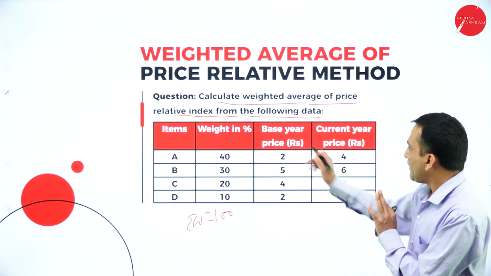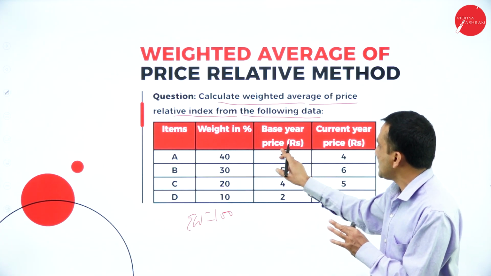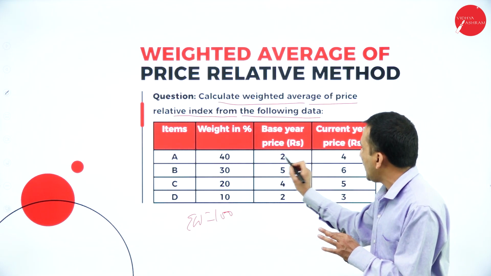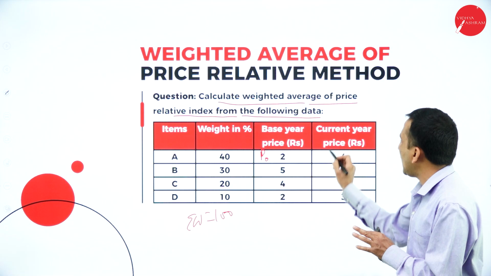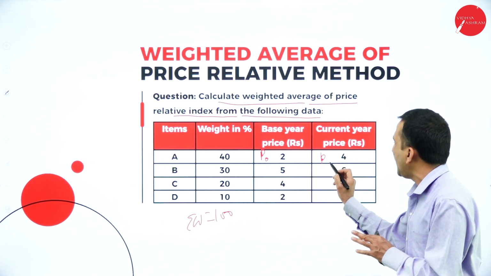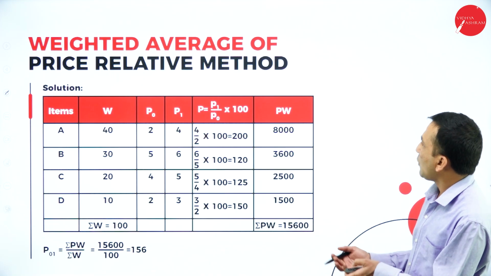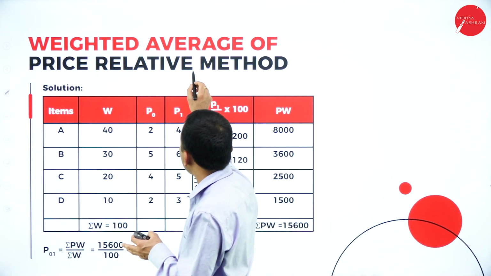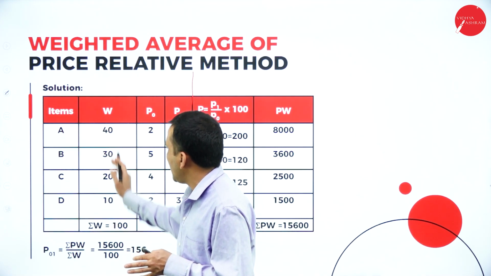The base year is also given. You know the formula is very simple. The base year price we symbolically represent as small letter P0, and the current year price we write as P1. For your understanding I have copied the information one more time, so whatever is given, we represent symbolically, the item as well as the weight.